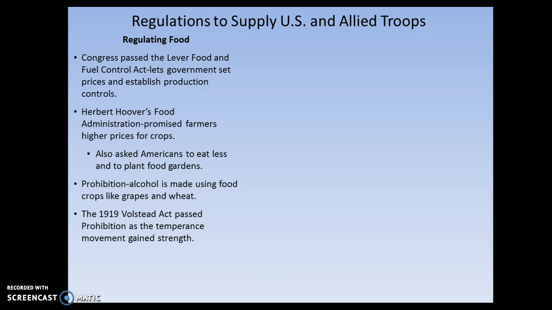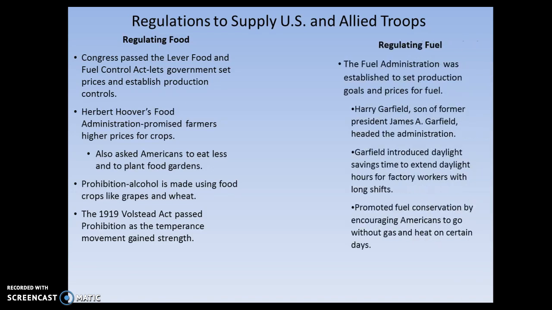Additionally, there was prohibition, where alcohol is made using food crops like grapes and wheat. So prohibition, of course, was the restriction on drinking alcohol and creating alcohol. So these food crops, like grapes and wheat, that at times were going to making alcohol, were now just going to food production and food distribution instead. The 1919 Volstead Act passed prohibition as the temperance movement gained strength. So again, prohibition important there for regulating food supply.